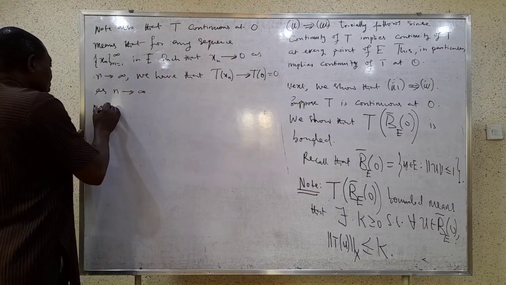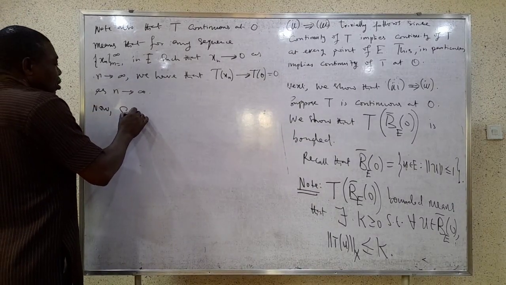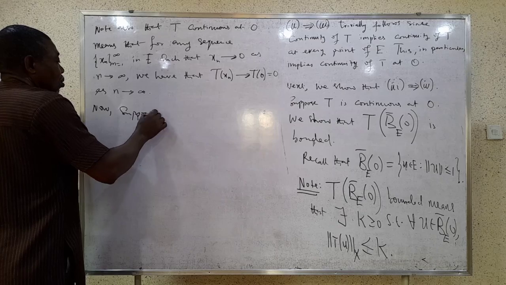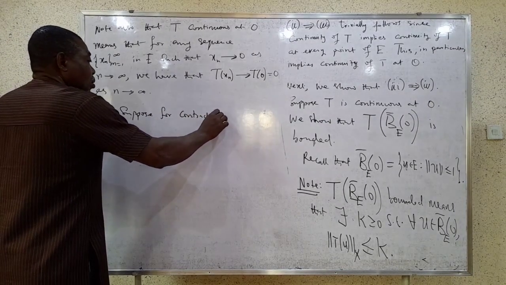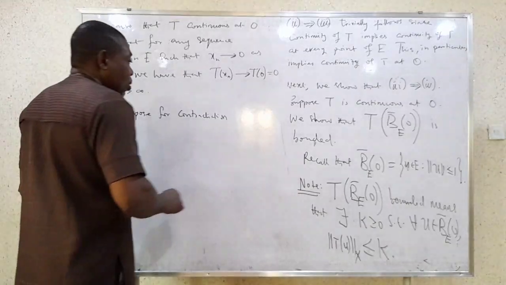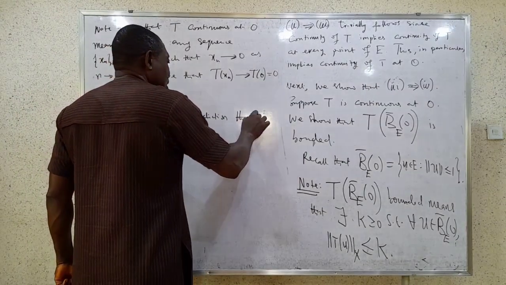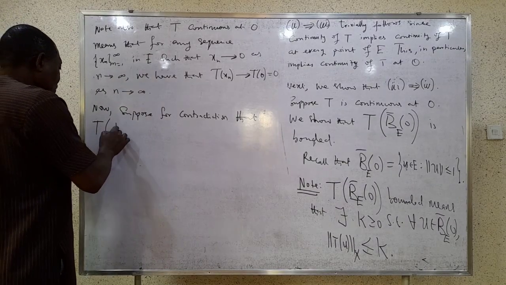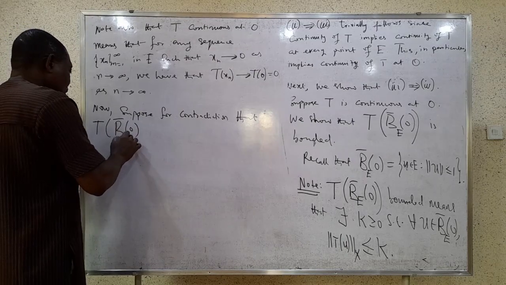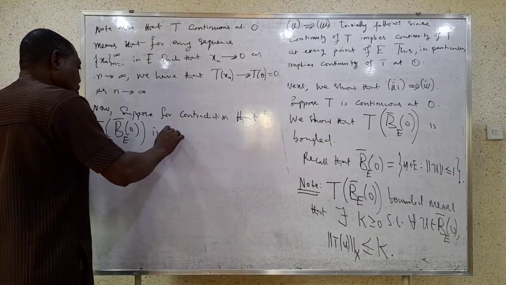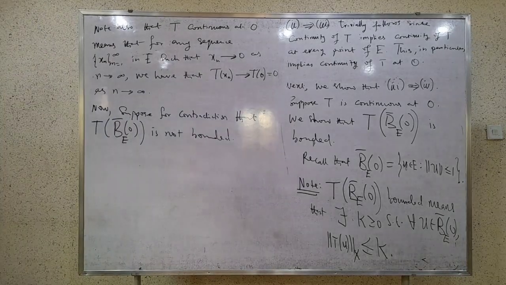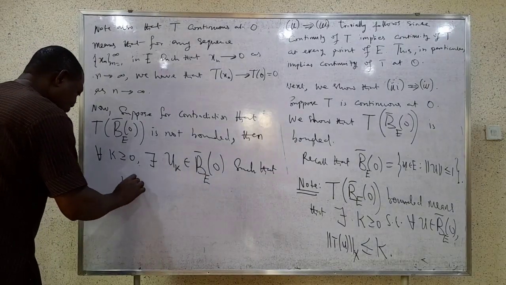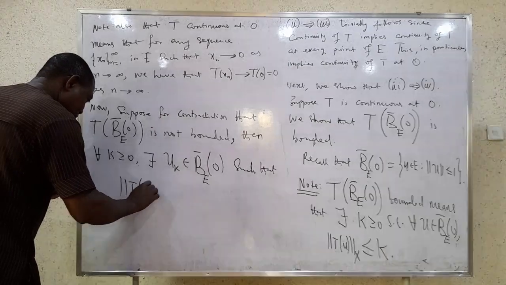Now, suppose for contradiction that T of the closed unit ball B bar 0 in E is not bounded. Suppose this is the case. Norm of T of u.